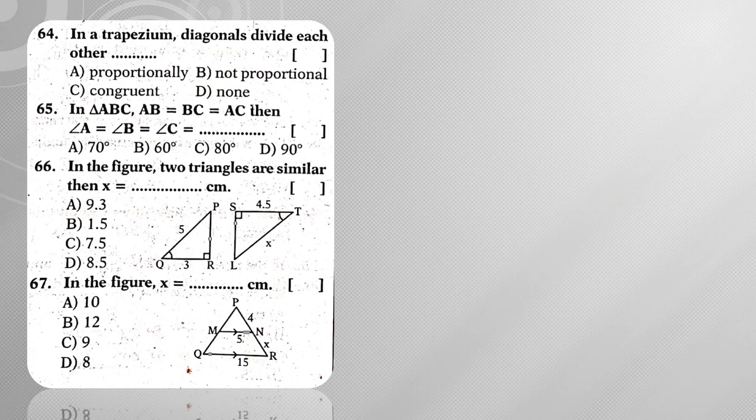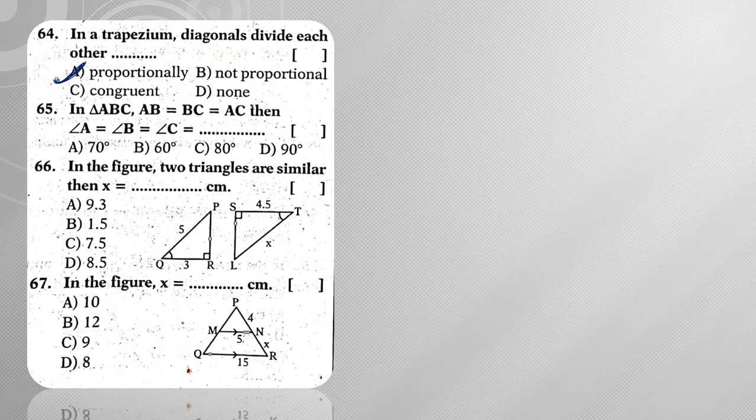Next, moving on to question number 64. In a trapezium, diagonals divide each other proportionally. Proportionally means the ratio of the diagonals with respect to their intersecting points will be equal. That is nothing but they are in proportion.